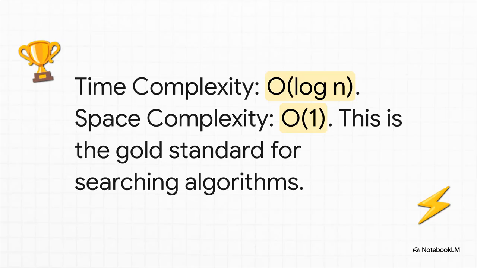So in computer science terms, we call this O of log n time complexity. That log n is just the fancy way of saying it grows incredibly slowly, because of that repeated halving. And what's more, it has O of 1 space complexity, which means it uses basically no extra memory. Fast and efficient. It's pretty much the gold standard.